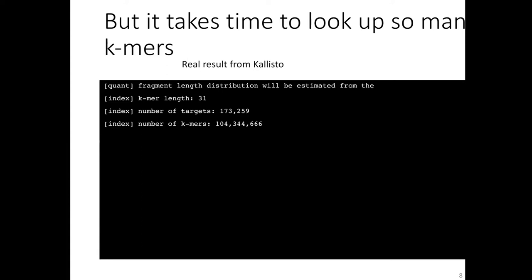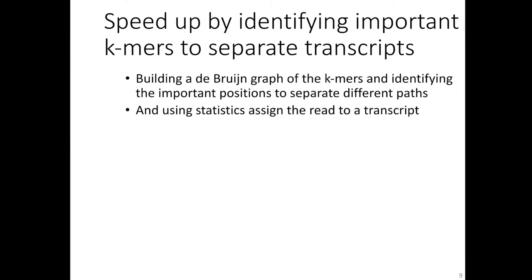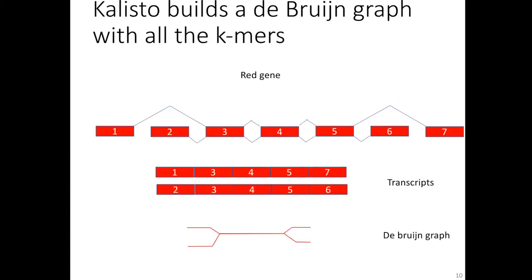So then, of course, it does some tricks to avoid this issue. And it does it by building de Bruijn graphs of the k-mers, and then just identifying the important positions to separate these paths. And then they are using some statistics to assign the reads to a transcript. So I'm going to go really slow on this, and first talk about de Bruijn graphs and how those are built up. And I'm going to do it by giving some example genes.